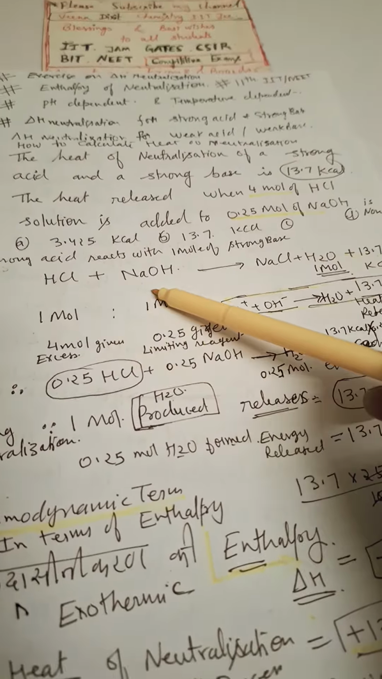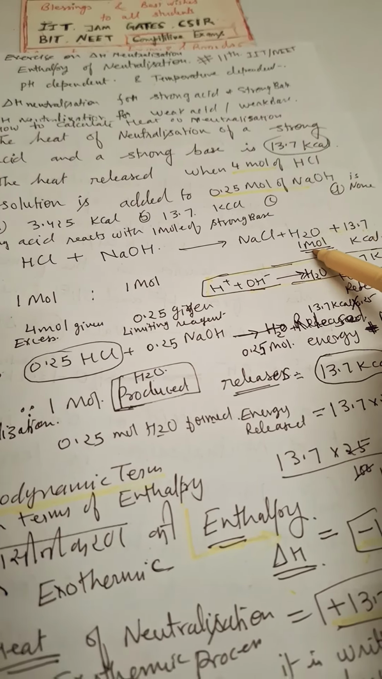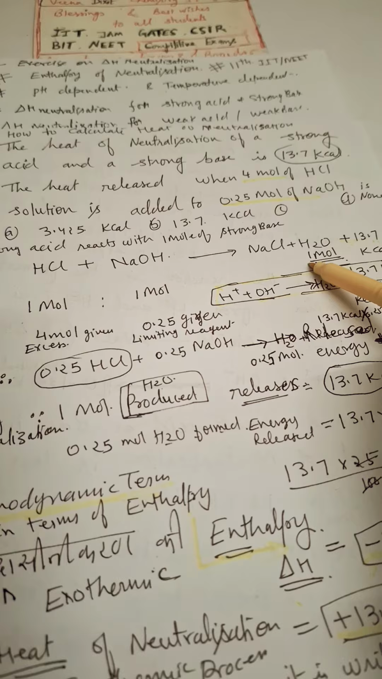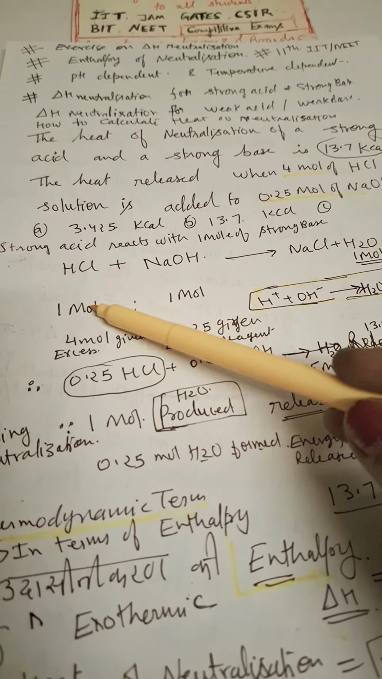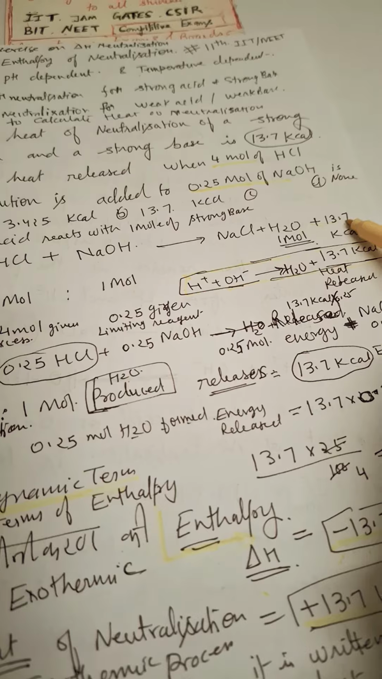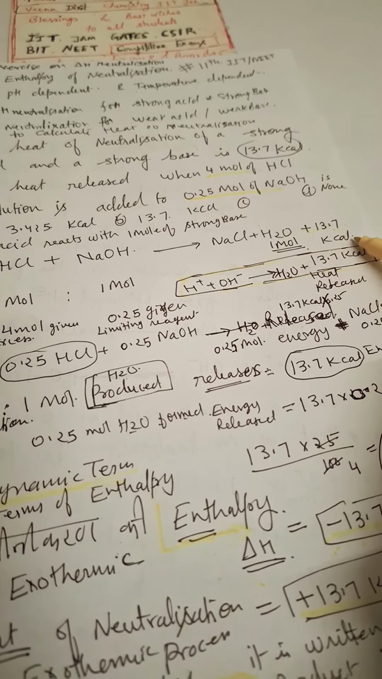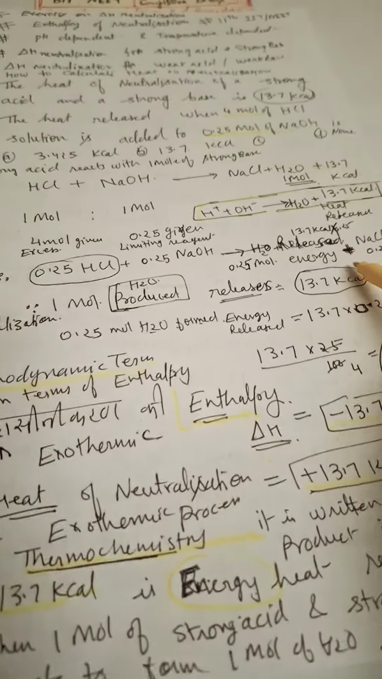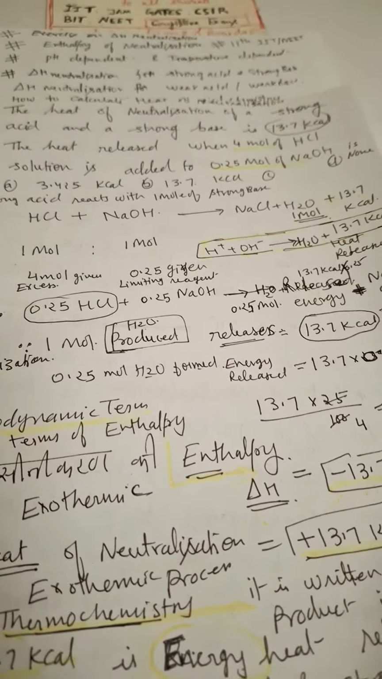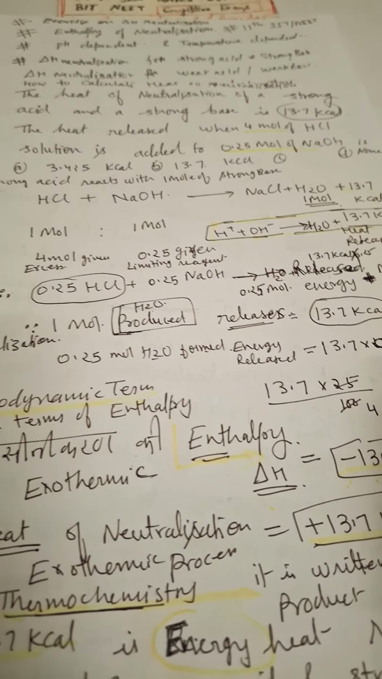We know that HCl plus NaOH gives NaCl plus 1 mole of water. We will concentrate on 1 mole of water because this is fixed. When 1 mole of water is formed during the combination of strong acid and strong base, a fixed amount, 13.7 kilocalorie, of heat is released. It is temperature dependent at 25 degrees C, right? Or in this case it is 57.1. Here they have given 13.7, so we will deal with this.